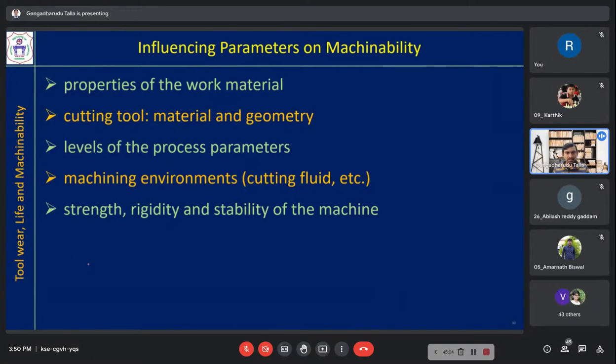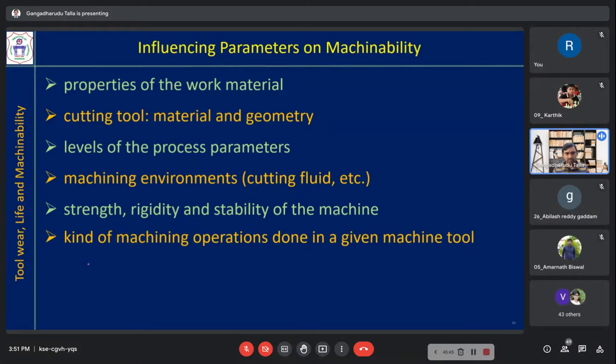Strength, rigidity, and stability of the machine will also affect the machinability. If the tool is firmly held in the tool post, then machinability will be good. Otherwise, if the tool is moving or vibrating, good cutting will not take place, so machinability will become poor.